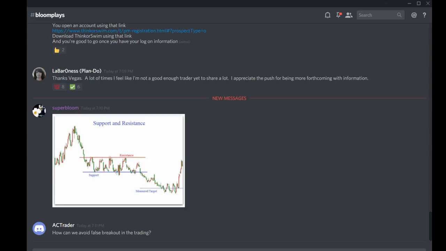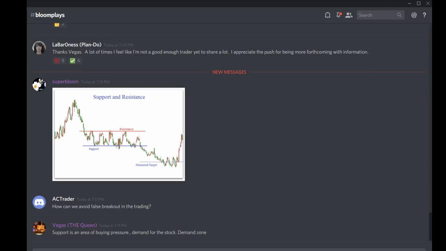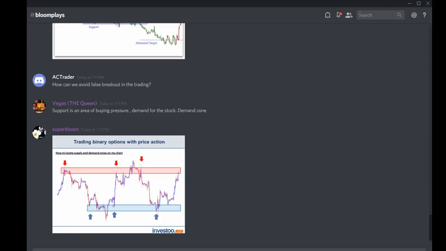Okay, let me Google that here. I'm not making up these terms. These are real terms. Look at this chart. See that blue area? That is support. That is the demand zone. The red part up there is resistance. That is the selling pressure. That is the supply zone.